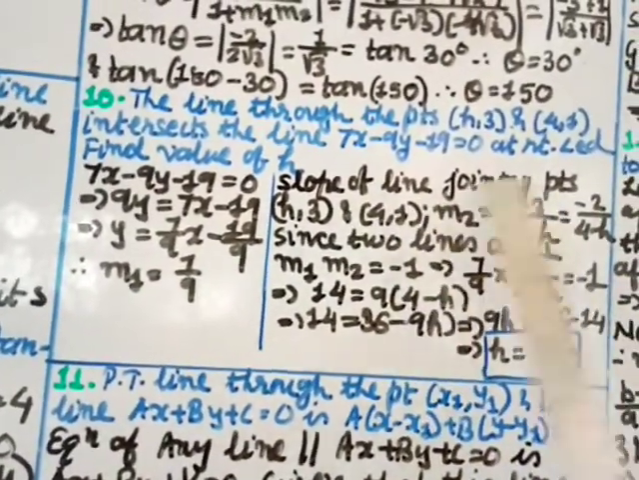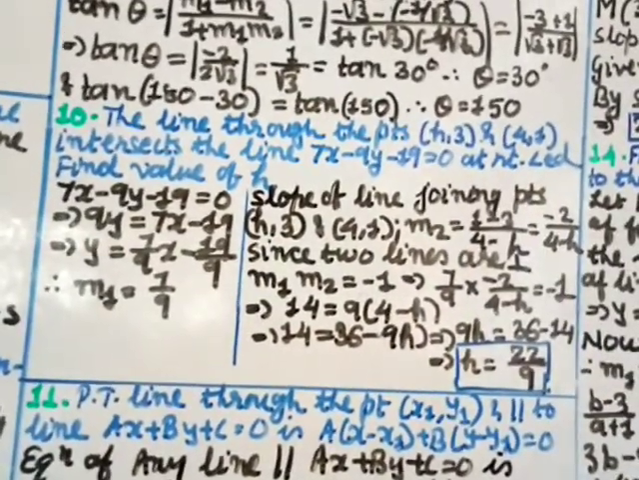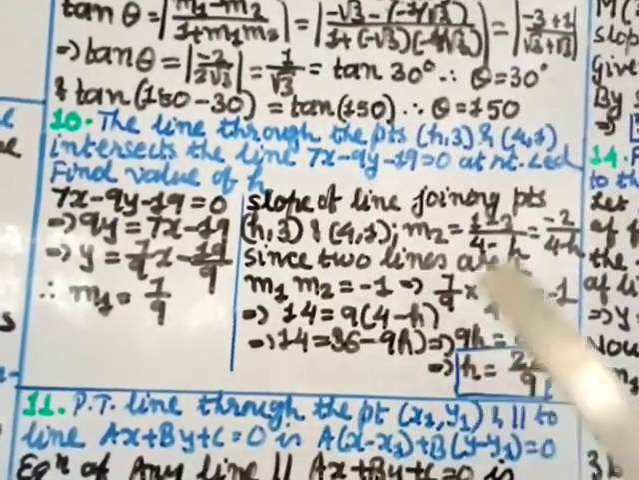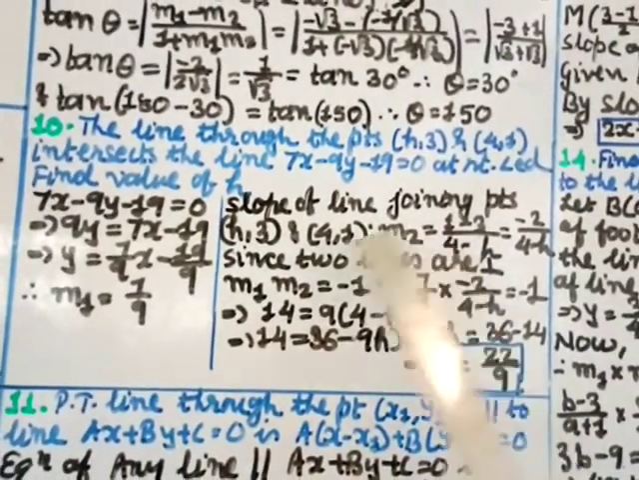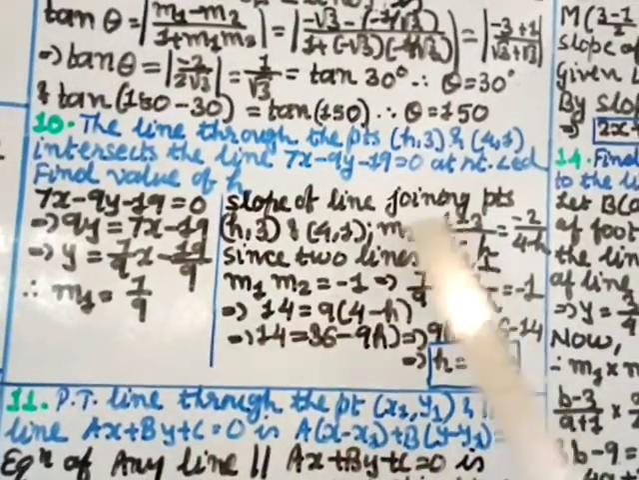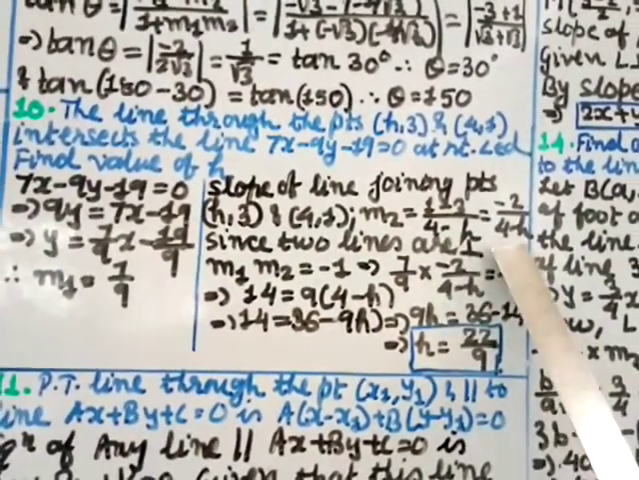Now the slope of the line joining points (h, 3) and (4, 1). These two points are joined, so we can find the slope of that line. The slope will be y2 minus y1 divided by x2 minus x1. So m2 equals 1 minus 3 divided by 4 minus h. So 1 minus 3 is minus 2 divided by 4 minus h.